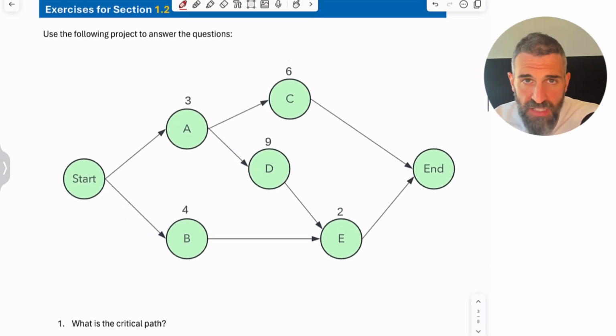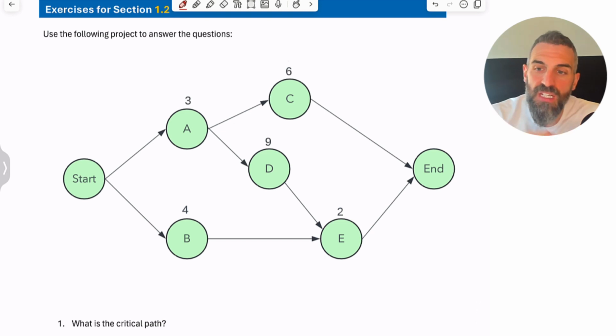You have here the exact same network. I've removed the background because we're going to be writing on this. And I want to show you how to calculate early start, early finish, late start, late finish. Remember, the focus here with the critical path method is optimization. And how do we optimize? We optimize by using key resources on critical activities.